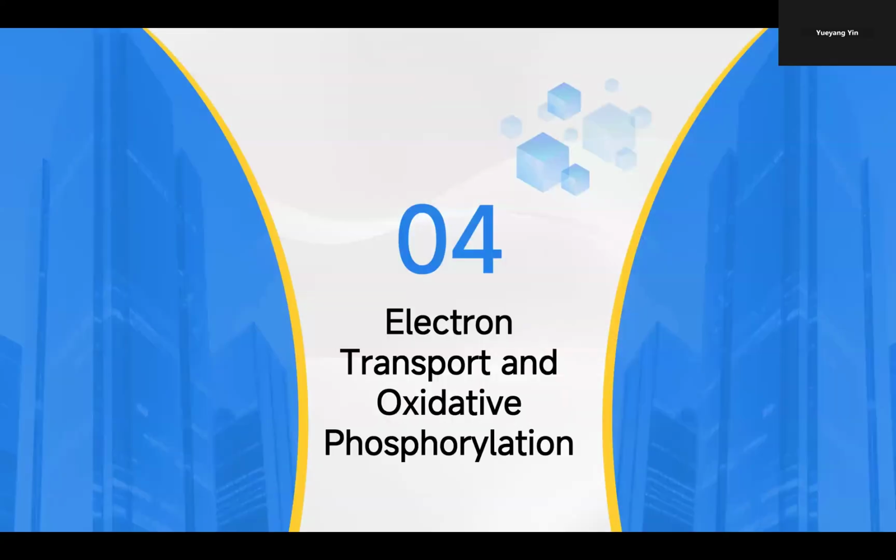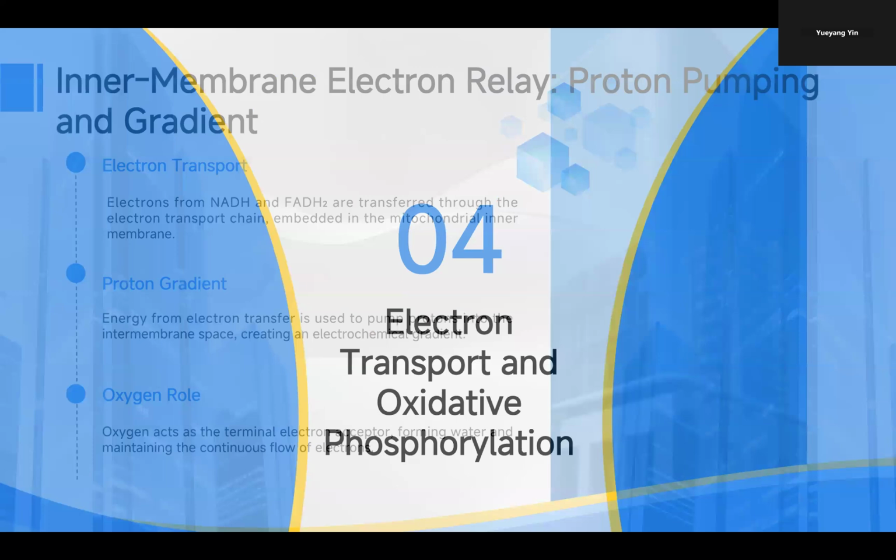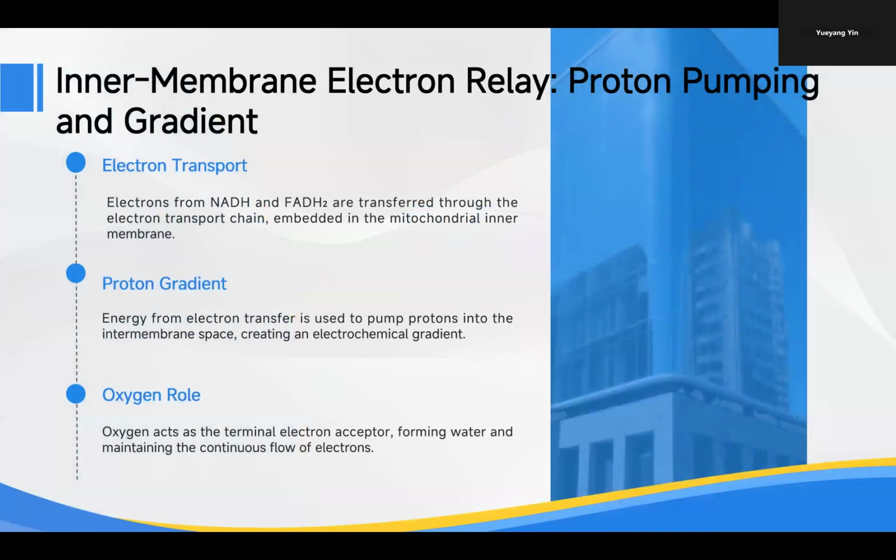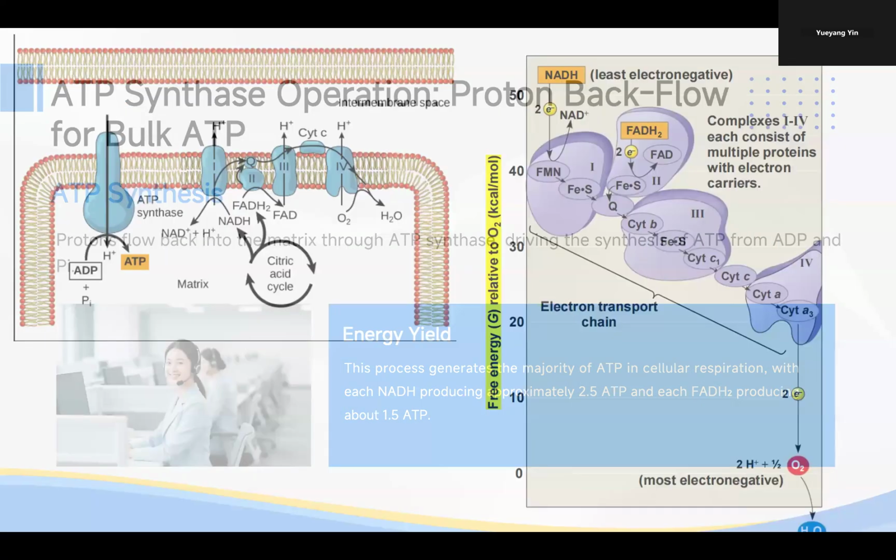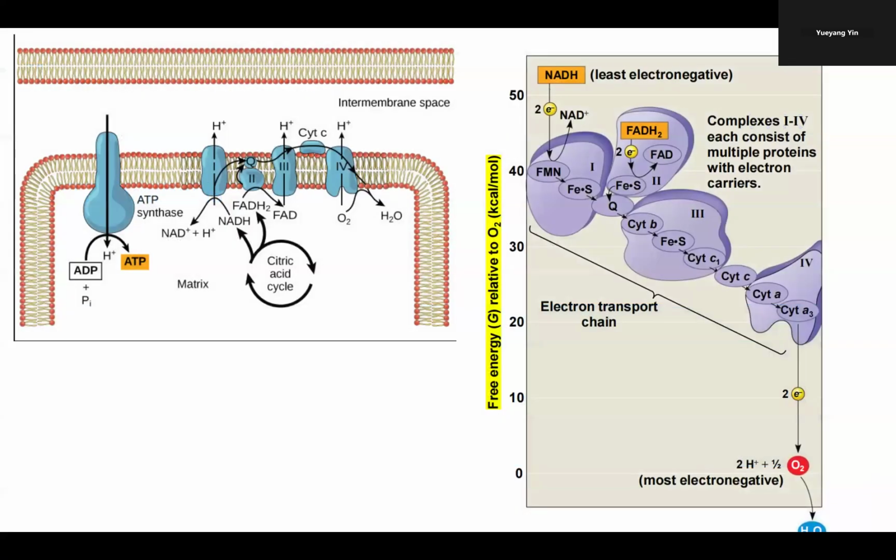Now, stage 3, oxidative phosphorylation. This is where the magic happens. On the inner mitochondrial membrane here, NADH and FADH2 cash in their rewards for ATP. This is the most critical diagram. Please follow closely. First, electron transport.